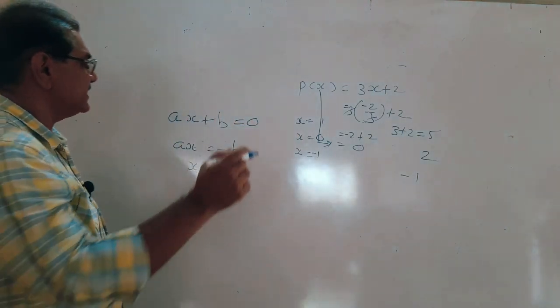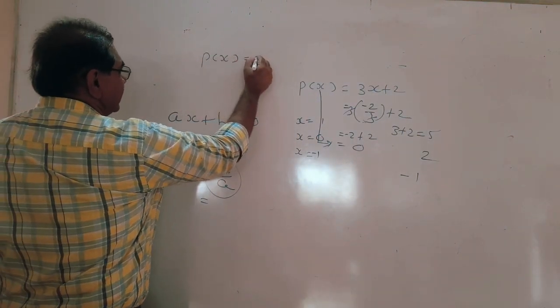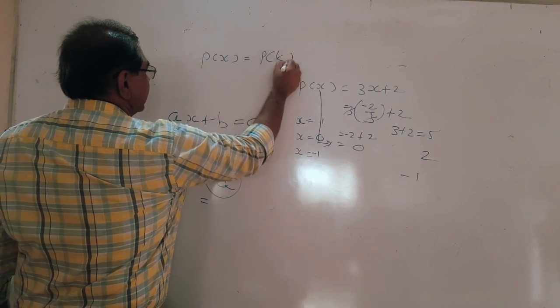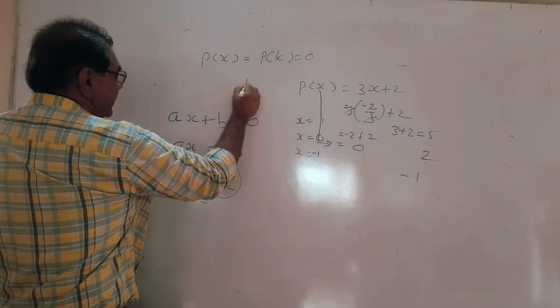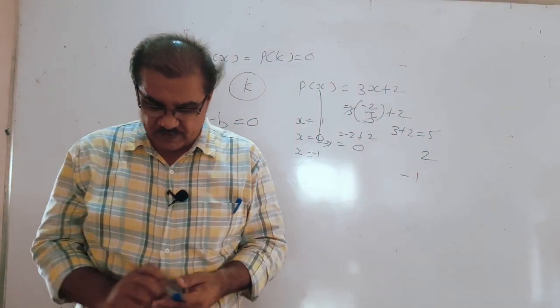So in general, we can say that for a polynomial p of x, if p of k is equal to 0, then k is said to be the zero of the polynomial. Is that clear?